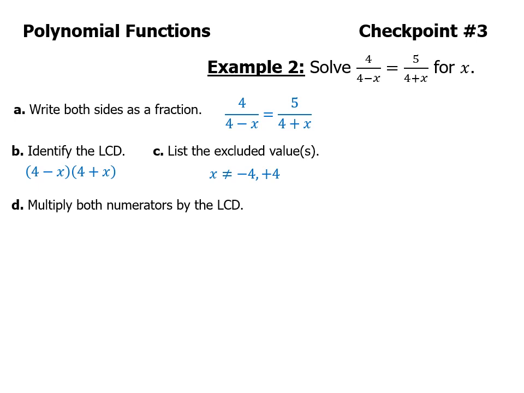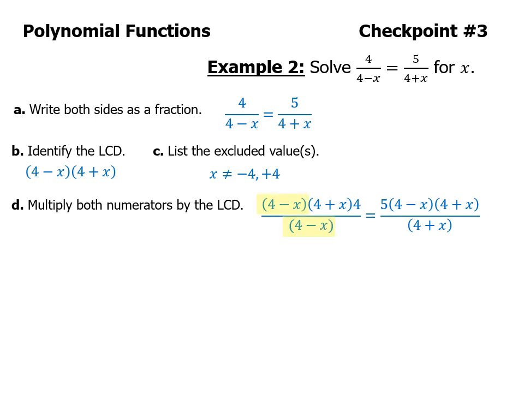Multiply both numerators by the LCD. So we have (4 minus x) times (4 plus x) times 4, and 5 times (4 minus x) times (4 plus x). Cancel those common factors. So 4 minus x and 4 minus x, 4 plus x, 4 plus x. That gets us 16 plus 4x, because 4 times 4 is 16, 4 times x is 4x. On the right side, we get 20 minus 5x.